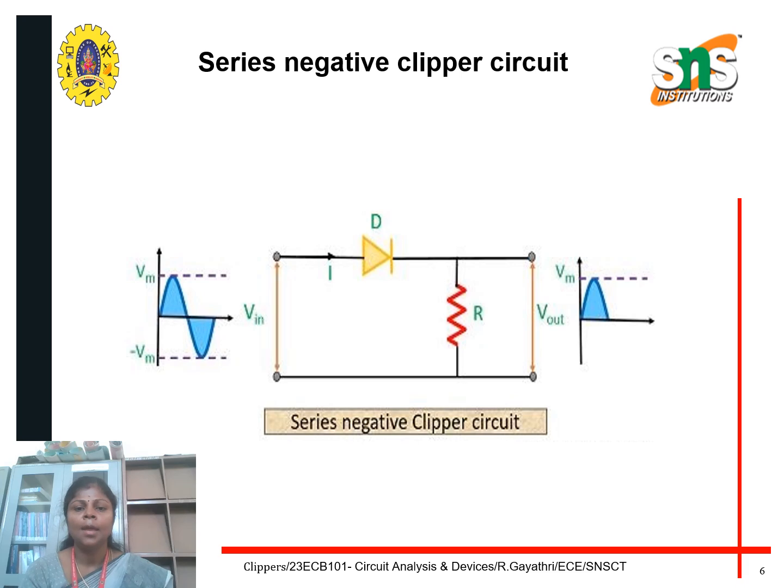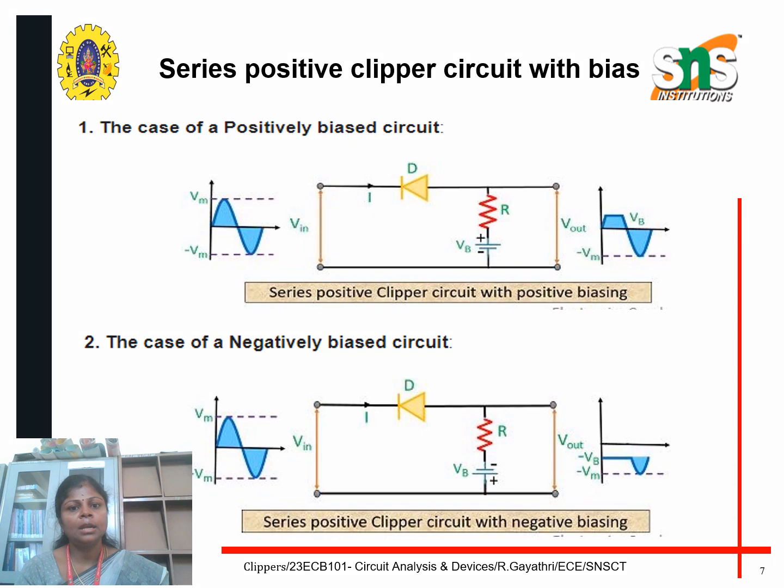Next we are going to discuss the series positive clipper with biasing as well as the series negative clipper with biasing. In the case of positively biased circuit, a positive supply voltage will be given. In the case of negatively biased circuit, a negative supply voltage will be given.